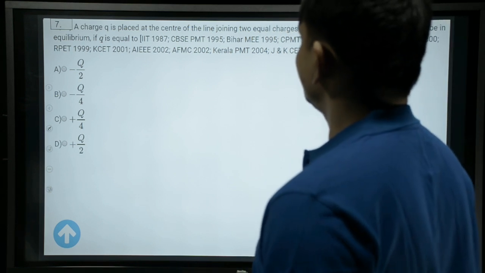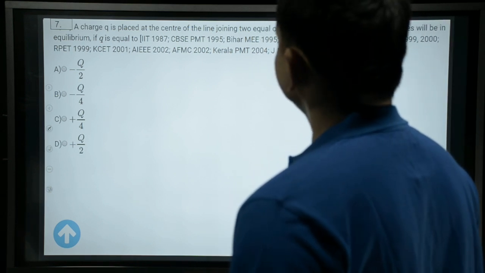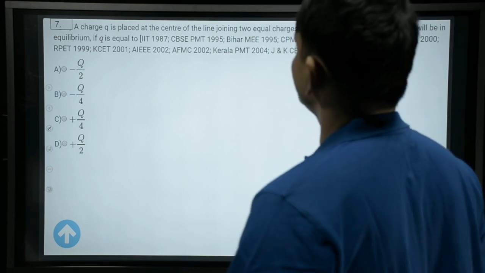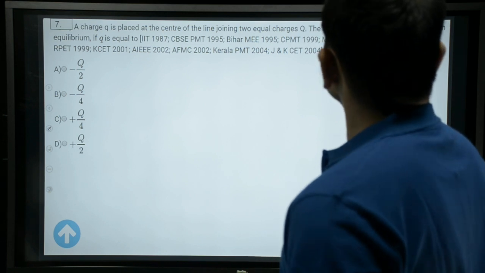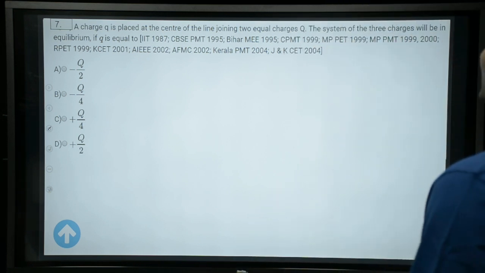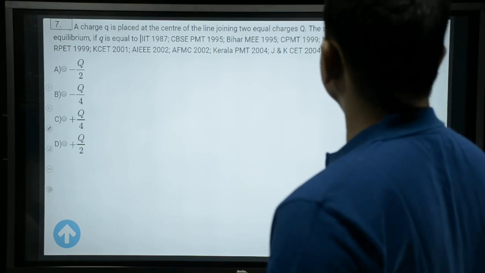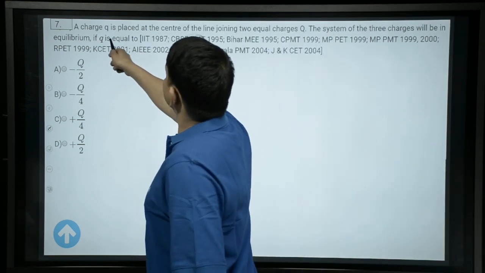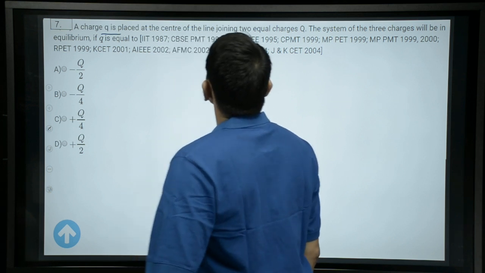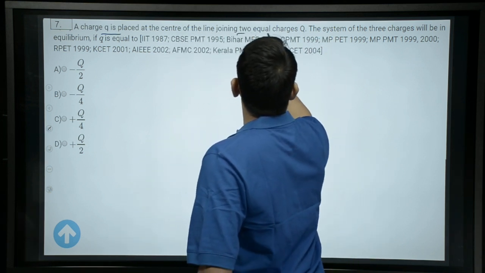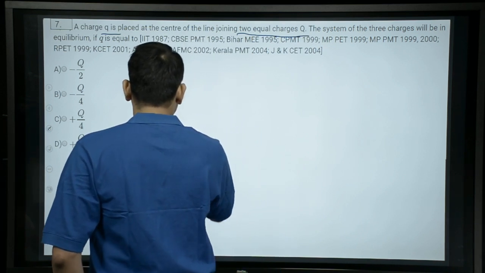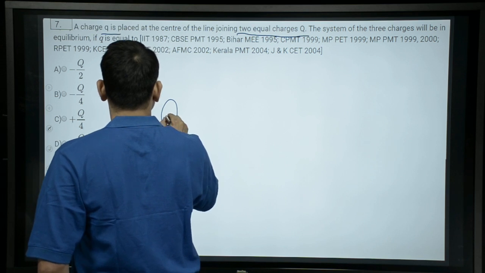So this time we have this question: a charge q is placed at the center of the line joining two equal charges, capital Q. The system of the three charges will be in equilibrium if small q is equal to? Okay. A charge q is placed at the center of the line joining two charges plus Q.